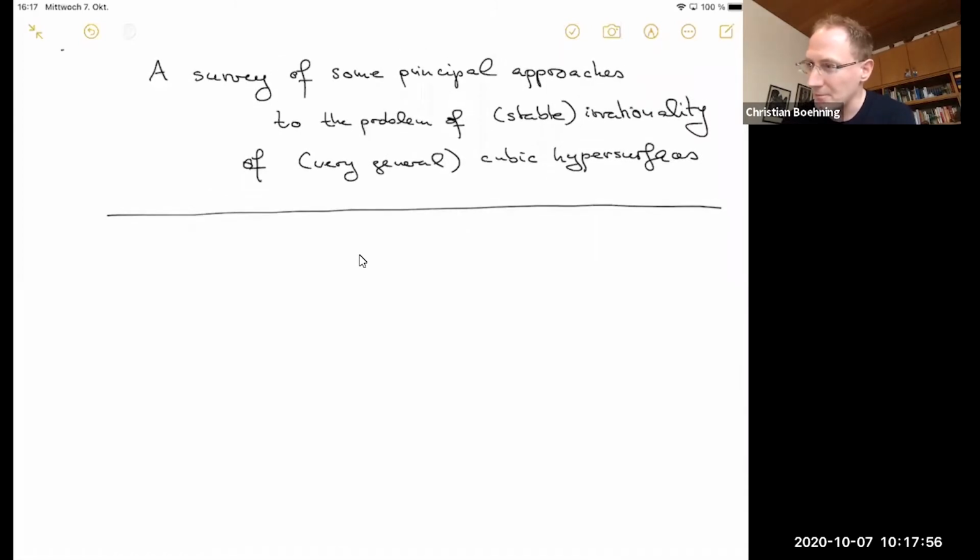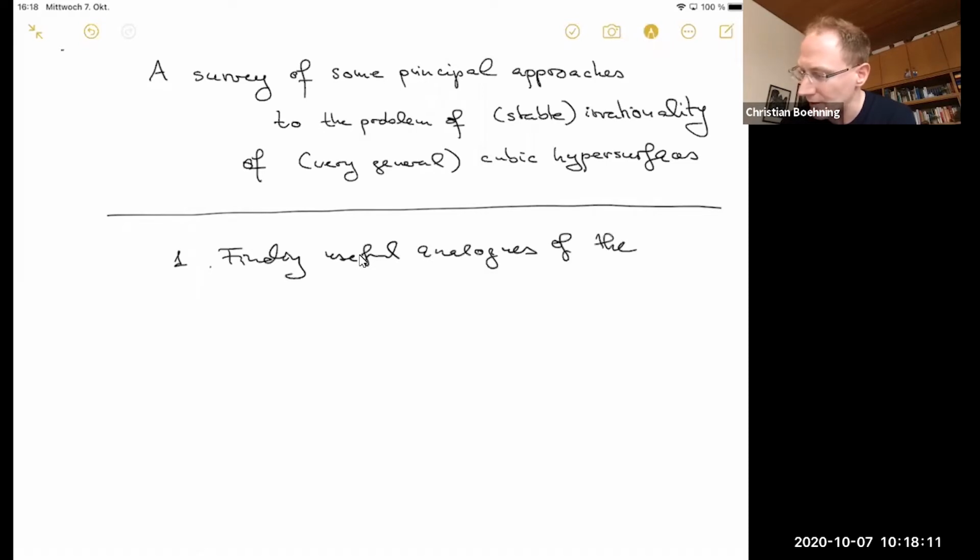So I'll talk about three groups of approaches. First being finding useful higher dimensional analogs of the intermediate Jacobian for threefolds.